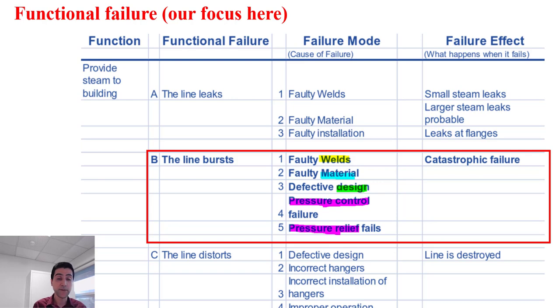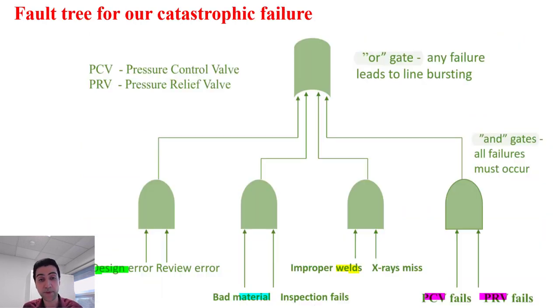And what can result in a line bursting can be found by reverse engineering when we trace back into basic contributor events, such as faulty welds or faulty material or defective design or pressure control or pressure relief that can be merged into one basic event. We will see in the next slide how we can develop a fault tree for this catastrophic failure, which is caused by line burst, and the same color coding for welds, material, design, and pressure control and pressure relief is used in the fault tree.